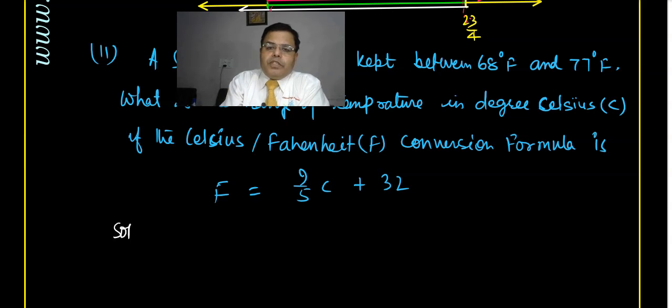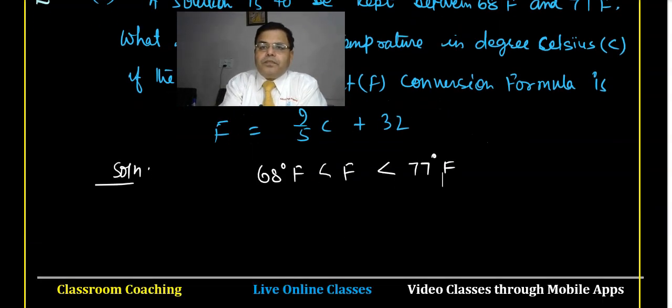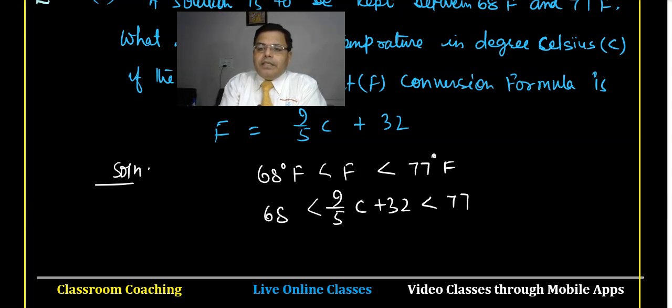Now we have to solve. What is the solution? So since F is Fahrenheit, this is given Fahrenheit, it lies between 68 degree Fahrenheit and 77 degree Fahrenheit. Now in place of F, we can write 9 by 5 C plus 32 is less than 77 and greater than 68. Okay. So this 32 will be subtracted from this side. This will be 77 minus 32 is 45, and 68 minus 32 is 36.